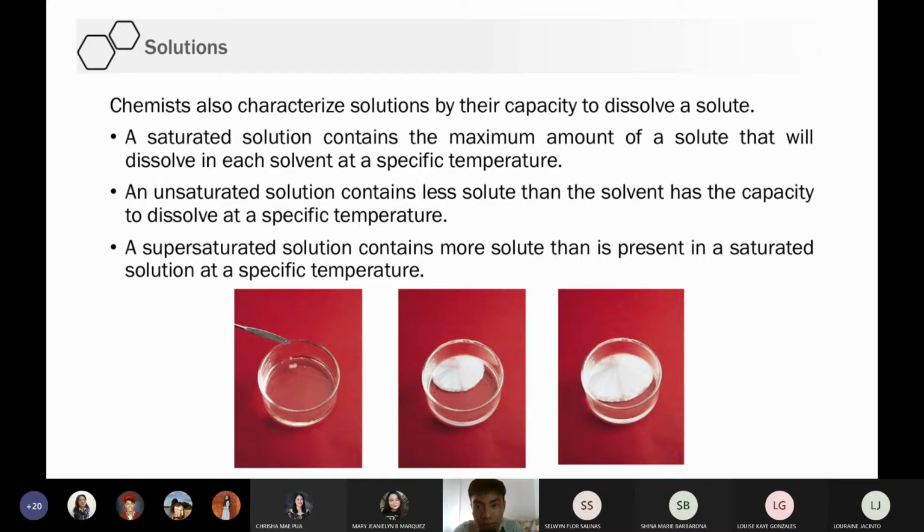Okay? So, kapag onti lang yung solute na nilagay mo sa solution mo, you have unsaturated solution. Okay? Pero by the time na ma-reach mo yung maximum amount na kaya niya tunawin, pag na-reach mo yung maximum amount na yon, you have your saturated solution. Okay? Then, kapag nasobrahan mo pa yun ng solutes, yun na yung super saturated.